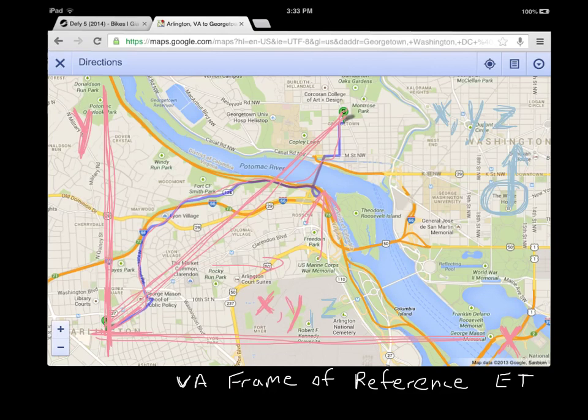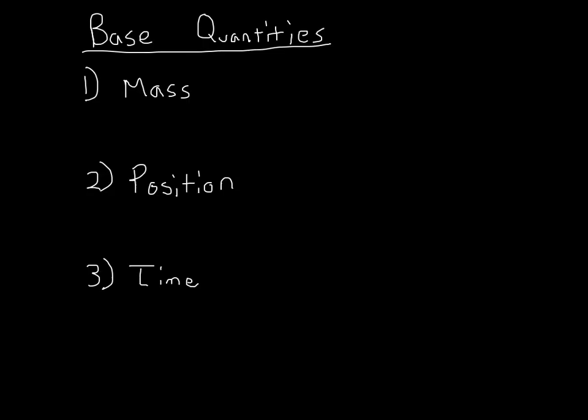So those are coordinate grids and reference frames. Let's remember that our goal here is to study motion, and we can study motion with some base quantities. We study how things move, how point particles move, using these three quantities: mass, how much mass something has. Remember, our ideal point particle has no size. And position, where something is.